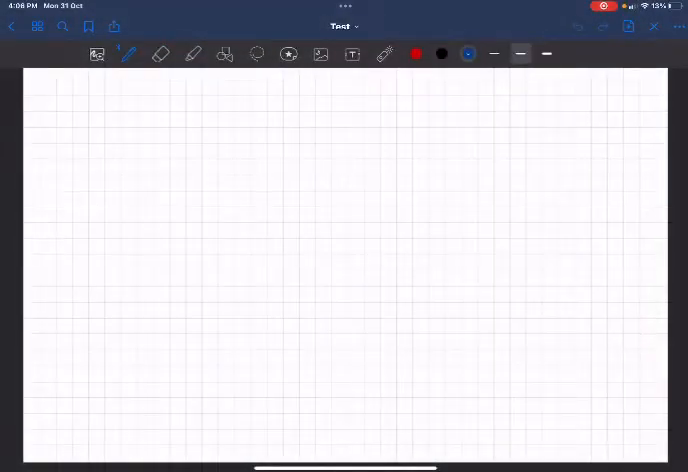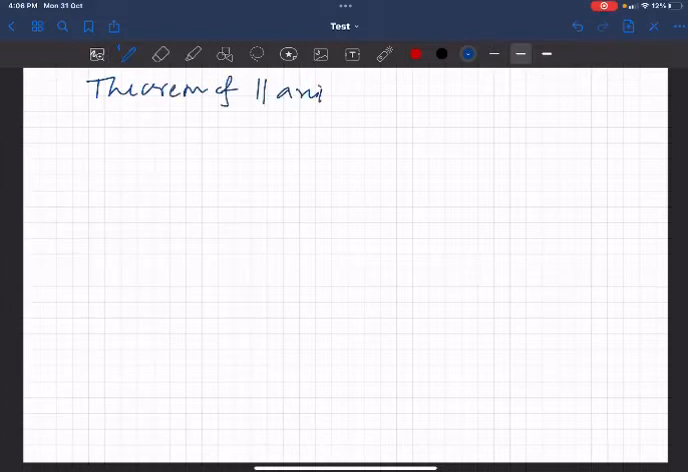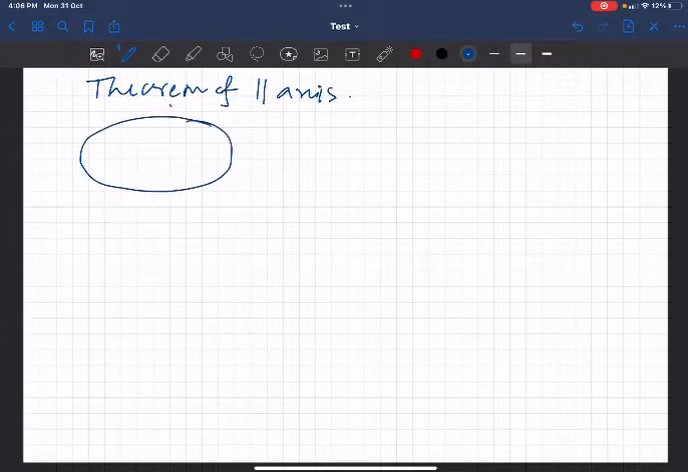Today we'll go through the theorem of parallel axis. What is that? The theorem of parallel axis states that the moment of inertia along any axis, let us suppose that is CD, is equivalent to the moment of inertia.